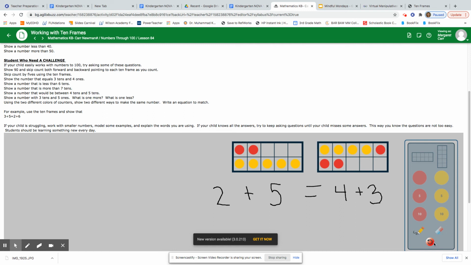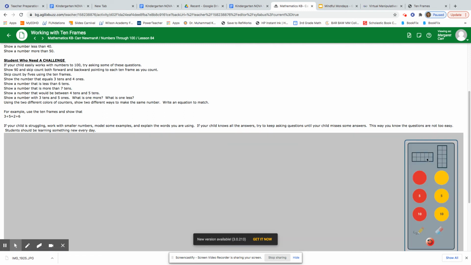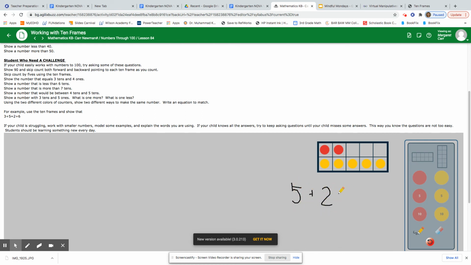If they're not quite ready for this, but they're doing really well, have them work on some equation writing. Have them show you that 5 plus 2 equals 7. And if this is still too easy, have them write the opposite. 7 equals 5 plus 2. Students need to learn that we can show equations in different ways.